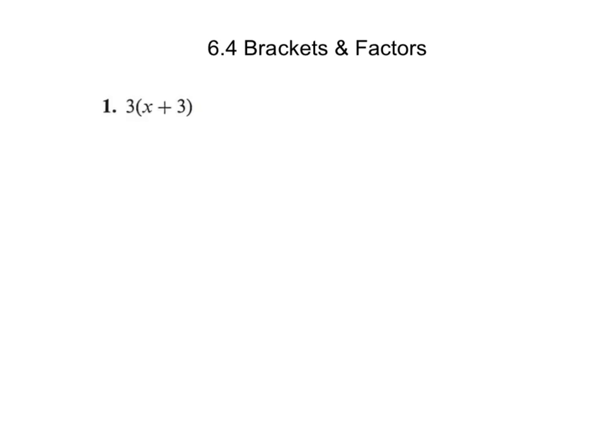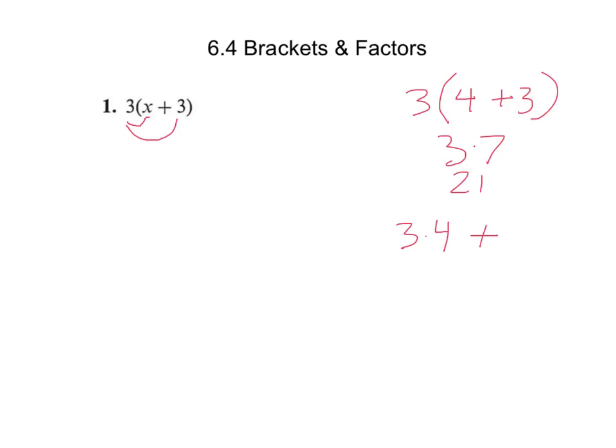Now you guys have all seen in class many times that 3 times the parentheses is saying 3 times both of these things. It's like saying 3 times 4 plus 3. That's 3 times 7, or 21. But another way to do that is to multiply 3 times 4 and then add 3 times 3, right? And so this is the same thing as 12 plus 9, or 21. We should get the same answer either way.